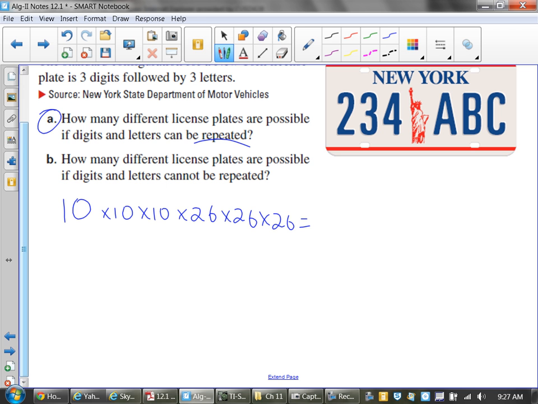That's how you would set that one up, right? Because you have 10 options for the first one, 10 options for the next one, 10 options for the next, 26, 26, and 26. Yes, you could do that.